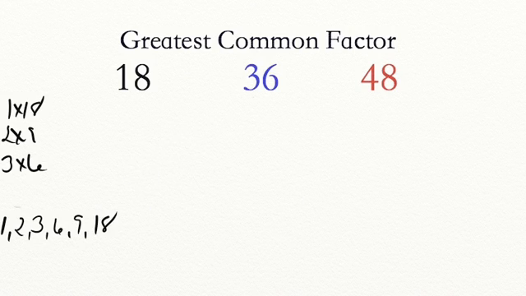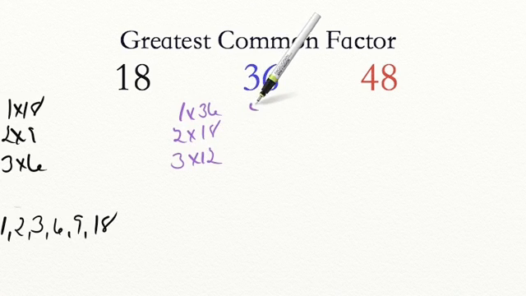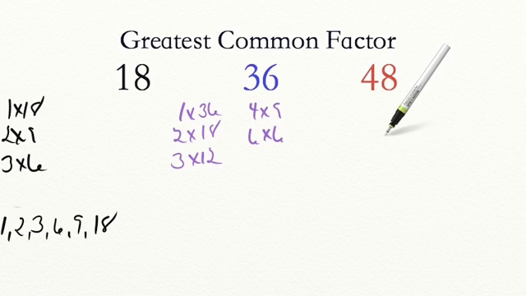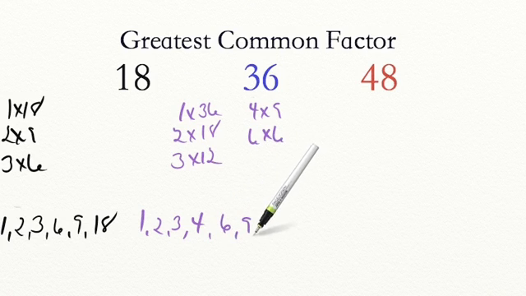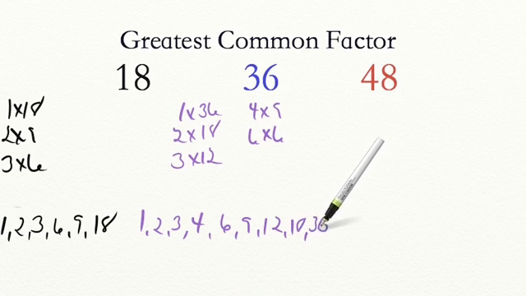All right, great job. Do you think you can do it again for the number 36? Let's go. We have 1 times 36, 2 times 18, 3 times 12, 4 times 9, and 6 times 6. So those are all of our factors. Now we just need to list them in order. 1, 2, 3, 4, 6, 9, 12, 18, 36. Wow, great work. That was a lot of factors.